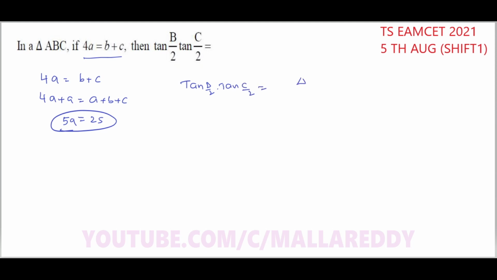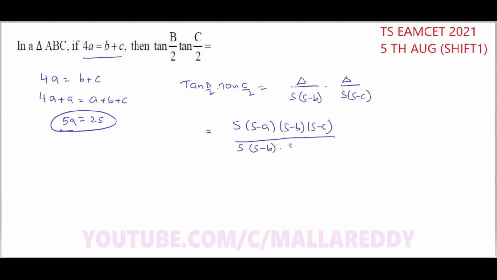Tan b by 2 formula, that is delta by s into s minus b. Tan c by 2, delta by s into s minus c. Here delta into delta, delta square. Delta square means s into s minus a into s minus b into s minus c by s into s minus b into s into s minus c. Here s minus c cancel, s minus b cancel, s cancel. That is equal to s minus a by s.